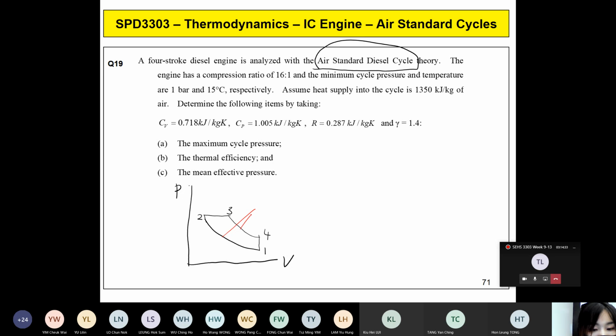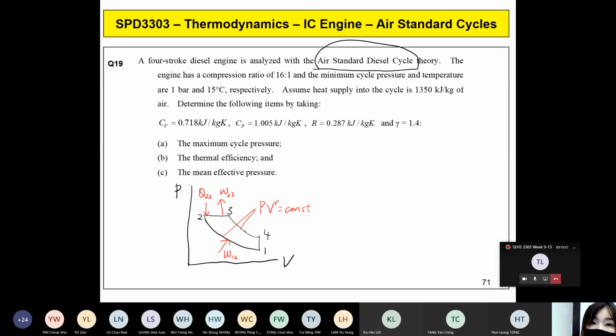Isentropic means no heat, and we have the characteristic PV^gamma equals constant. For the isentropic compression, we have a work input. At constant pressure, we have a heat supply. At the same time, we have a work output because we have the movement of the piston.